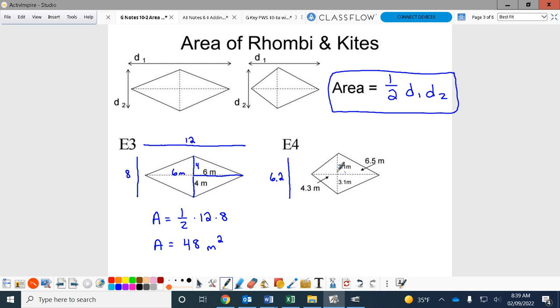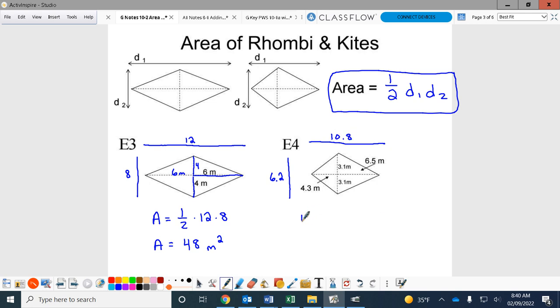They are not congruent to each other. The ones that go the long way in a kite are not the same. You have to be careful because people assume they are and they're not. It's not like a rhombus. So you have to add those together. What's 4.3 plus 6.5? 10.8. There you go. And then just plug it into your formula.